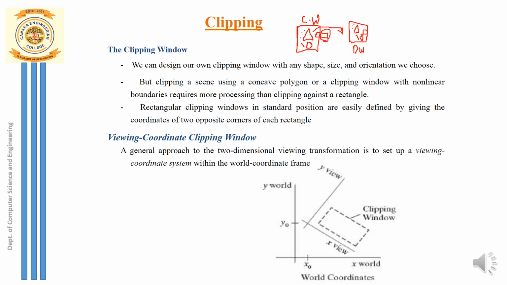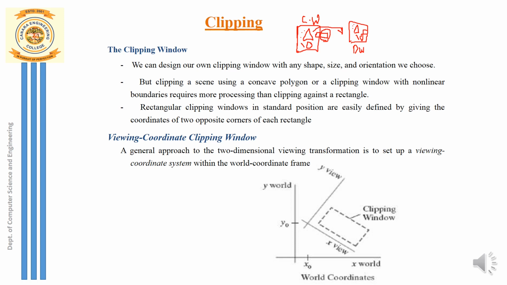What if my clipping window itself is in a complicated shape? What is the meaning of complicated shape? Suppose I have a convex polygon. Can I call this rectangle a convex polygon? Definitely this is a convex polygon. Why? Because it is in a regular shape, and if I start from a particular point, you can go through all the edges and come back to the same point without any distortion. So you call it a convex polygon.